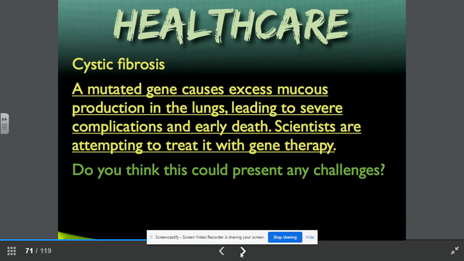Cystic fibrosis is another fatal disease where a mutated gene causes excess mucus production in the lungs, leading to severe complications and often early death. Scientists are attempting to treat it with gene therapy. Do you think this could present any challenges?